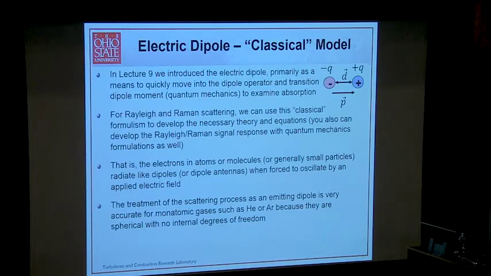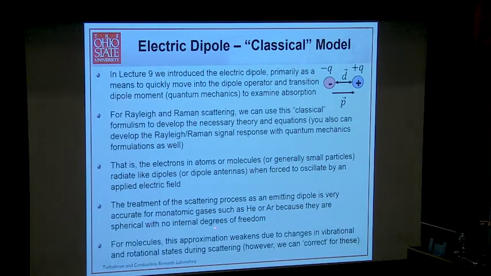Okay? The treatment of the scattering process as a simple emitting dipole is very accurate for monatomic gases, helium, argon, because they're spherical, with no internal degrees of freedom. Okay? So it's actually a very good description. For molecules, this approximation weakens quite a bit, because when you have a molecule and you excite with an electric field, changes in the vibrational and rotational states occur during scattering. However, we'll show that we can correct for these, okay, so that we can still use this same simple treatment.